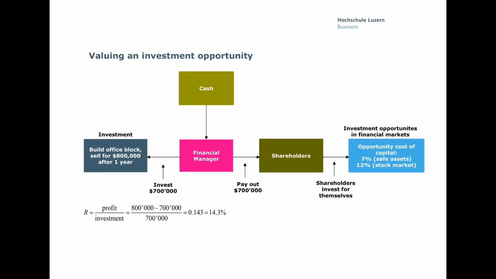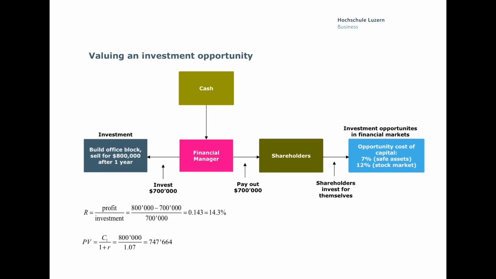If the cash is distributed to the shareholders, they invest for themselves by taking investment opportunities in financial markets. Let's assume an investment in a safe asset yields a rate of return of 7%, while a more risky investment in the stock market yields an expected return of 12%. The returns of these alternative investment opportunities are called the opportunity cost of capital. Compared to these alternatives, the return of investing in the office block, computed as profit divided by the investment amount, is 14.3%, and thus above the opportunity cost of capital in the economy.